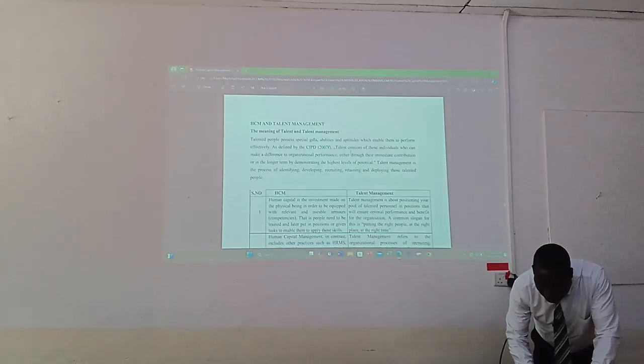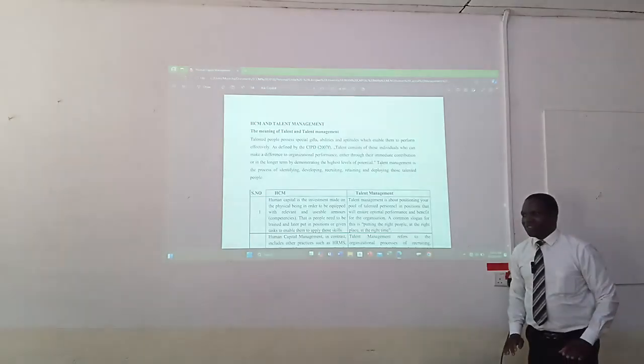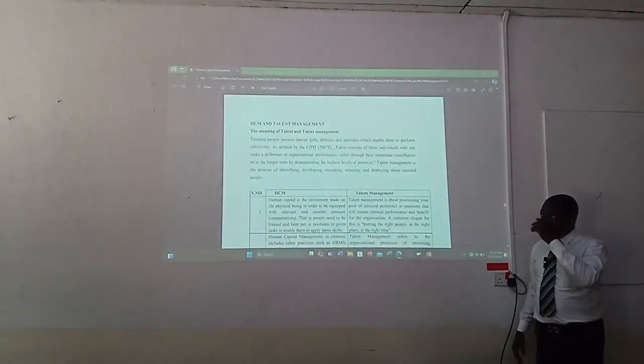So talent, as defined by CIPD, consists of those individuals who can make a difference to organization performance, either through their immediate contribution or in the long term by demonstrating the highest levels of potential. So talent management is the process of identifying, developing, recruiting, retaining, and deploying those talented people. That's talent management.